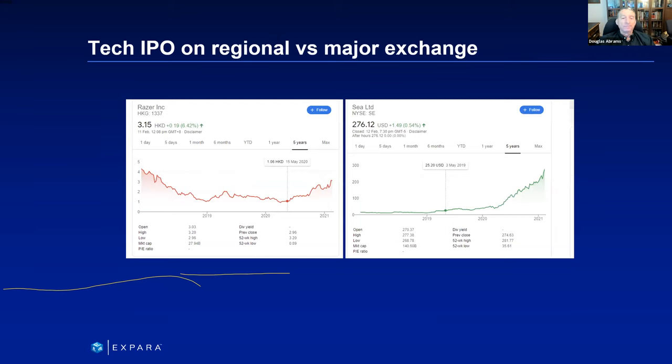And this is another way of looking at the results of a regional IPO versus a major exchange IPO. Here we can see two of the very successful Southeast Asia-based startups in the last 10 years. You can look at what were the results for these two companies after they did their IPOs.